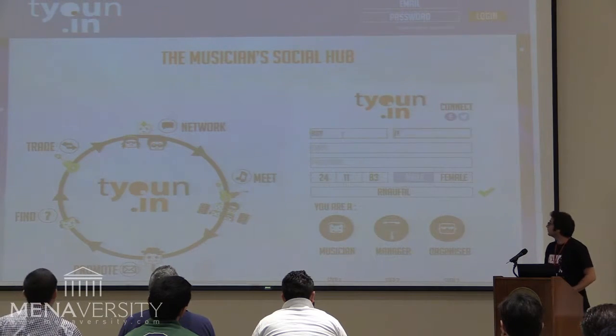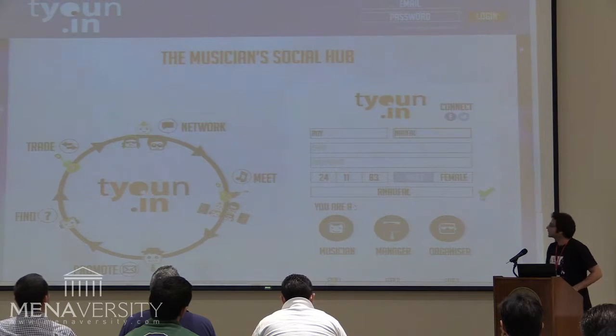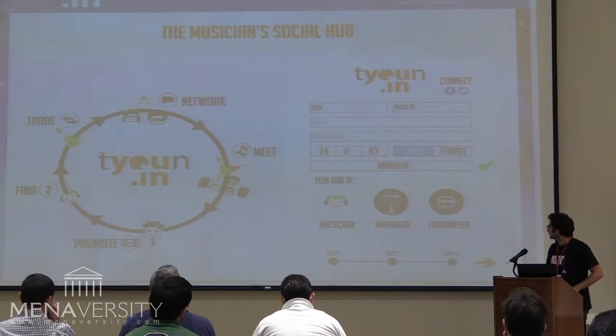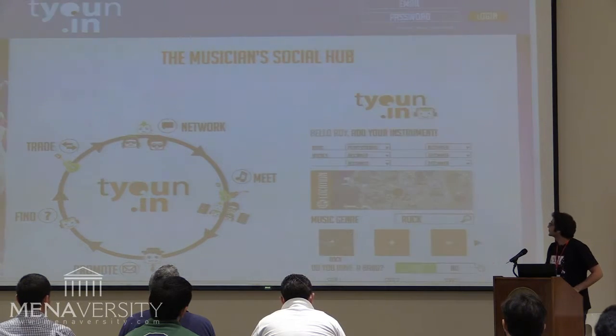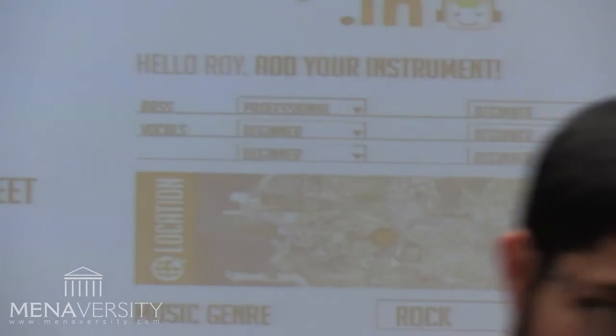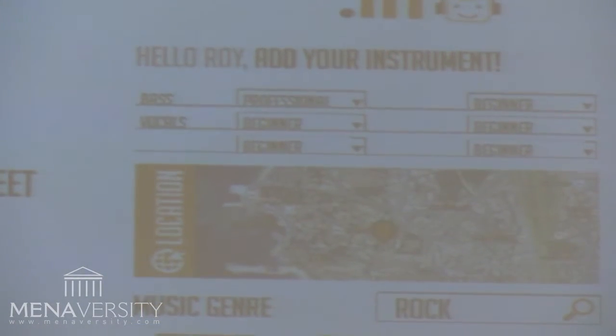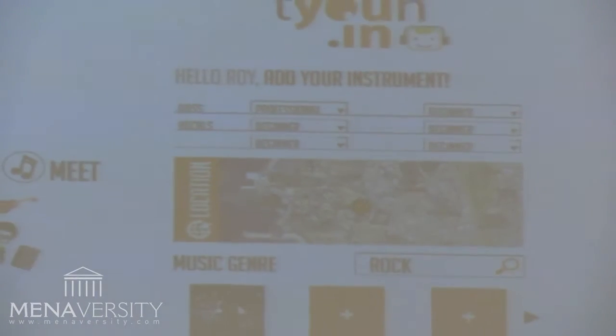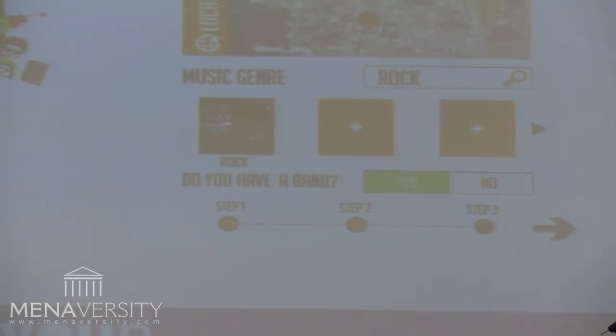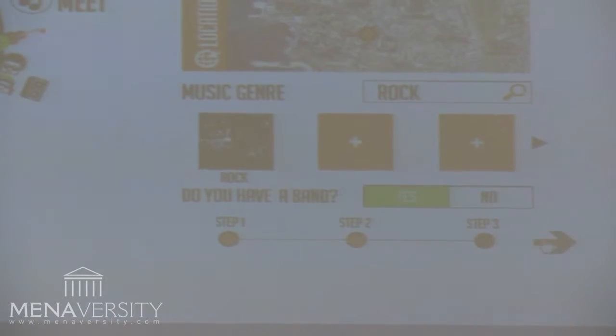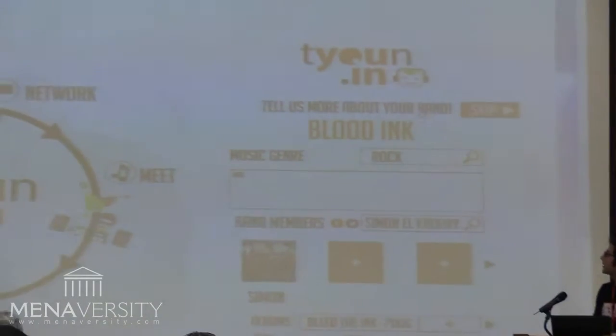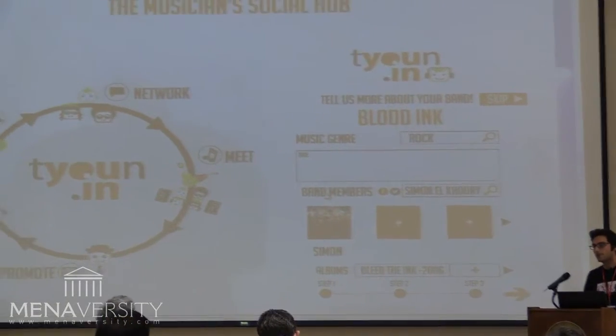So the first page is the sign up page. I already pre-filled some of the information to make things quicker. I will sign up as a musician, and then on the next page I can set up what instruments I play and the experience level I have. For example, I set up bass, I set my location, and then I set in what style of music I want the site to be oriented. So for example, I set up rock here. I set that I have a band. So on the next page, I put my band name, my information, and I add band members.